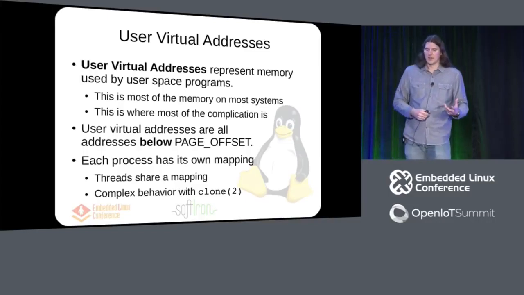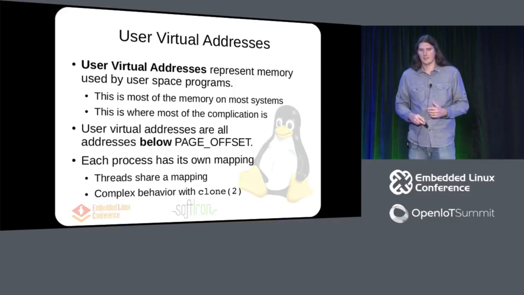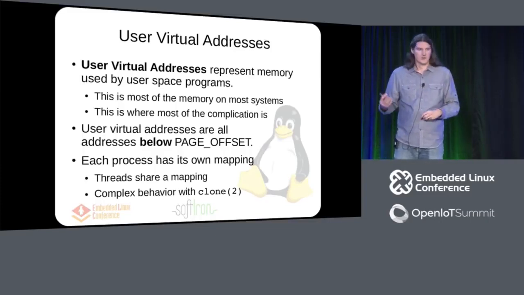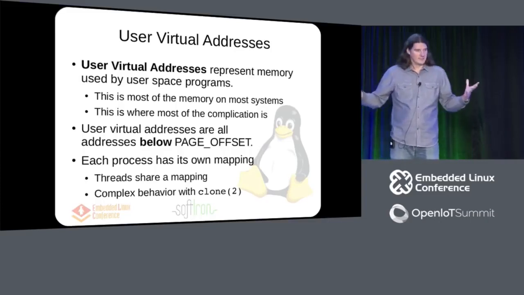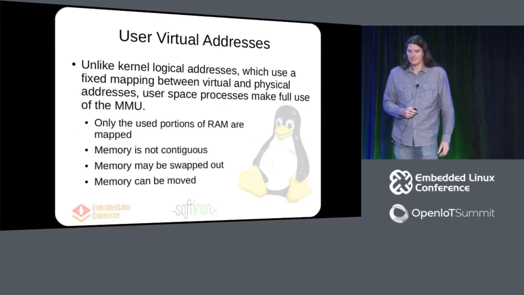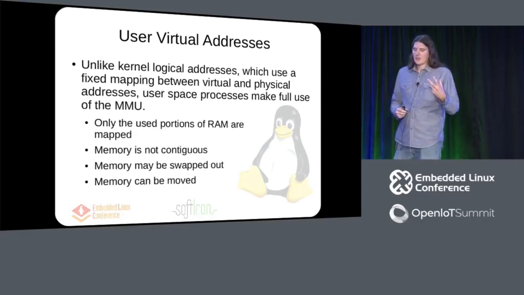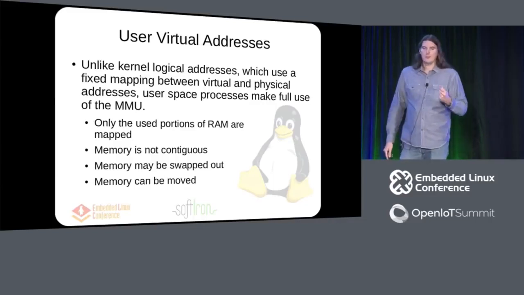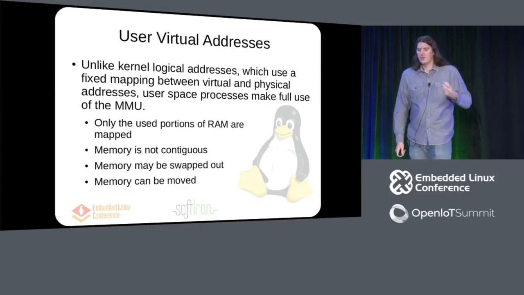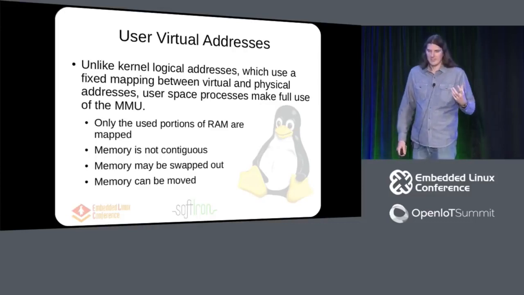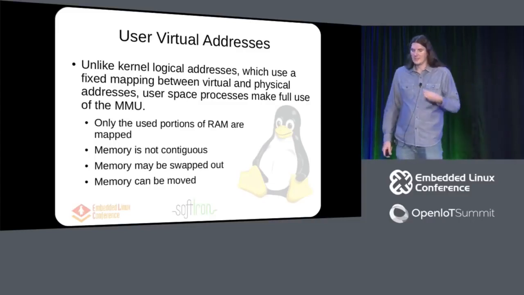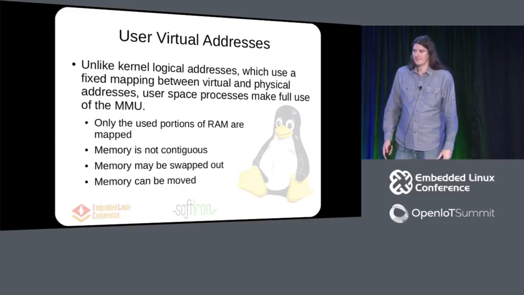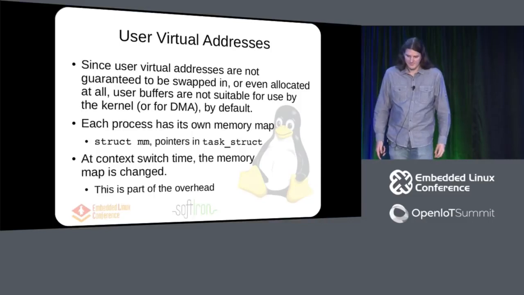In addition, you can create a little more complex behavior with clone as well. So if you've ever used the clone system call, you can set up two different processes, and they can either share or have their own copies of just about every dimension of resource. So unlike kernel logical addresses, which have this fixed mapping like we've talked about, user space processes make full use of the MMU. So that means that only used portions of RAM are actually mapped into virtual memory space. It means that memory is not contiguous, and memory can be swapped out, and memory can also be moved. So again, a lot more complication.